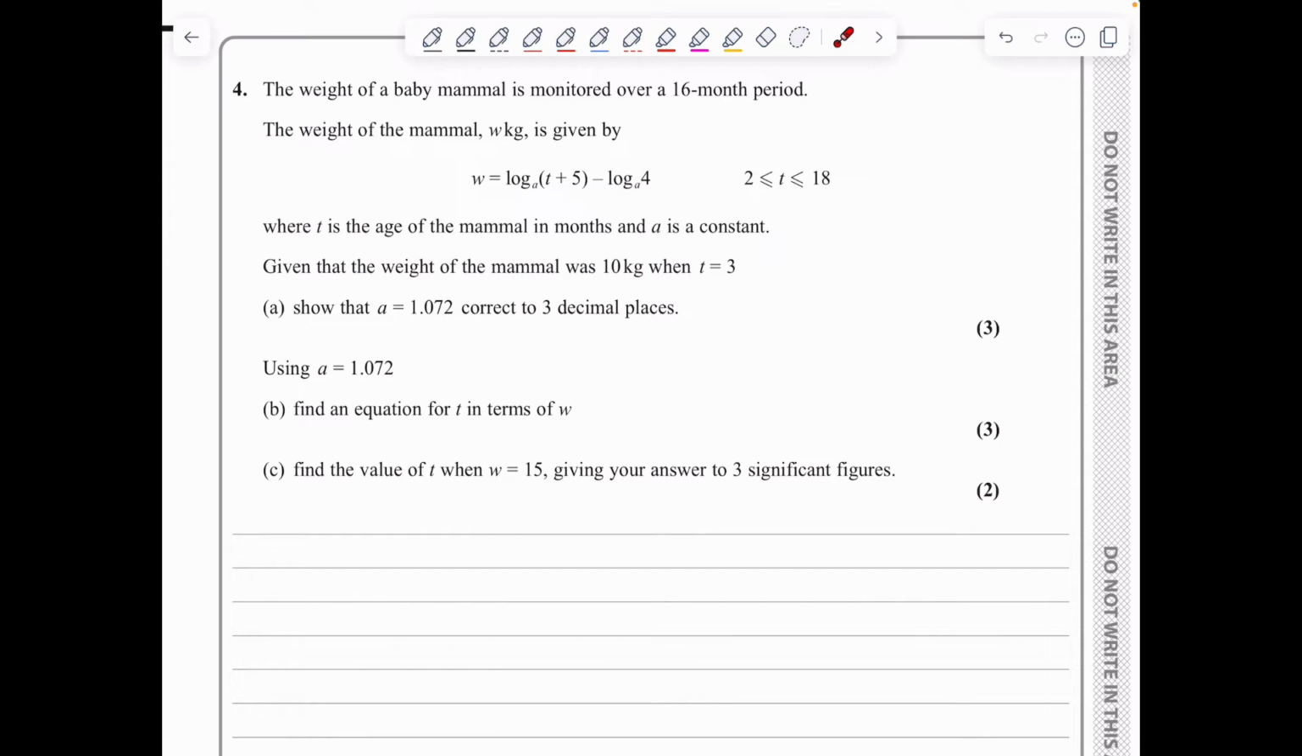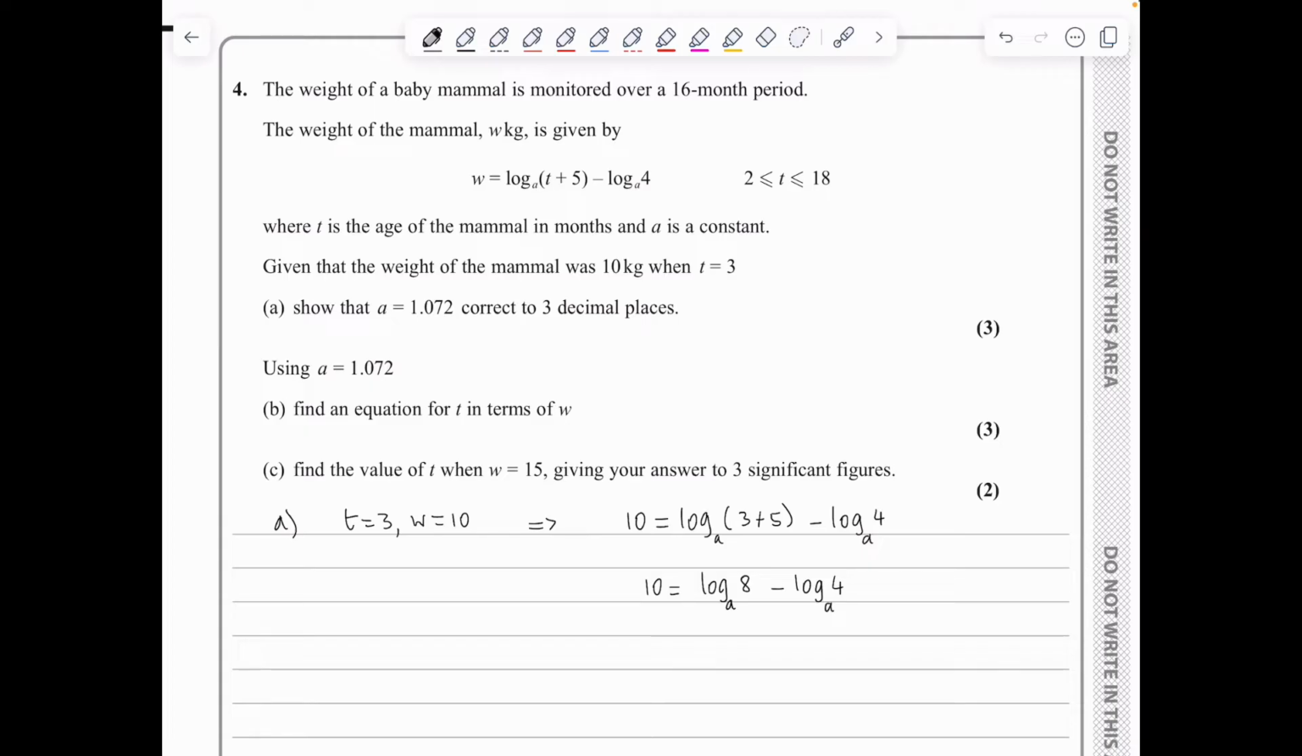We are additionally told that when T is 3, the weight is 10 kilograms, and we need to show that A is 1.072, correct to 3 dps. So I will start by saying we know that when T is 3, then W is 10, and I will substitute into the given model here. So we've got that 10 is log of 3 plus 5 base A minus log of 4 base A. So we've got that 10 is log 8 base A minus log 4 base A.